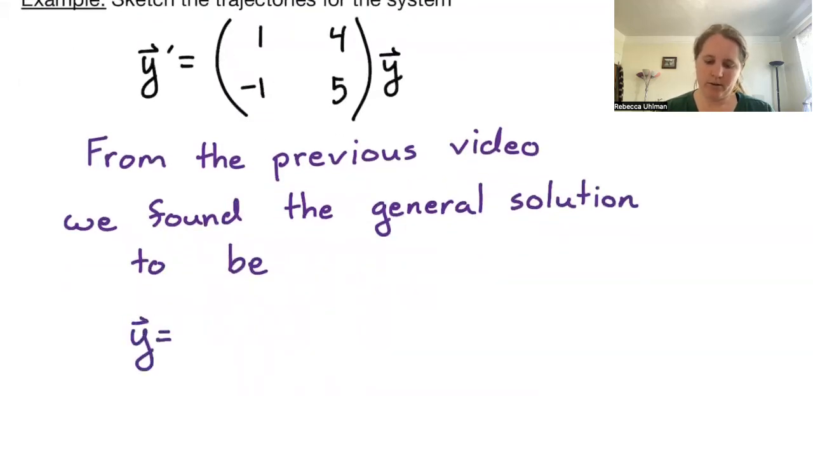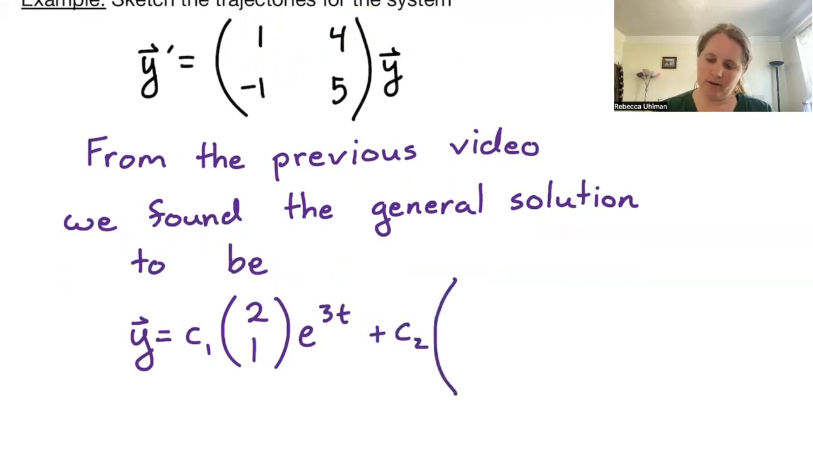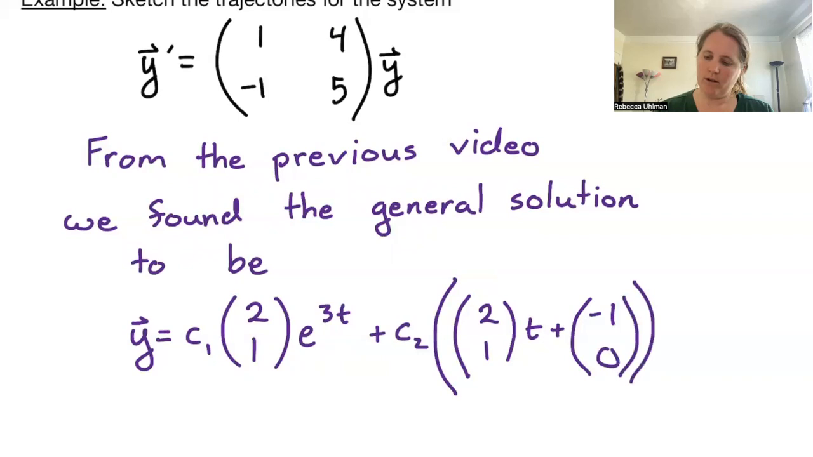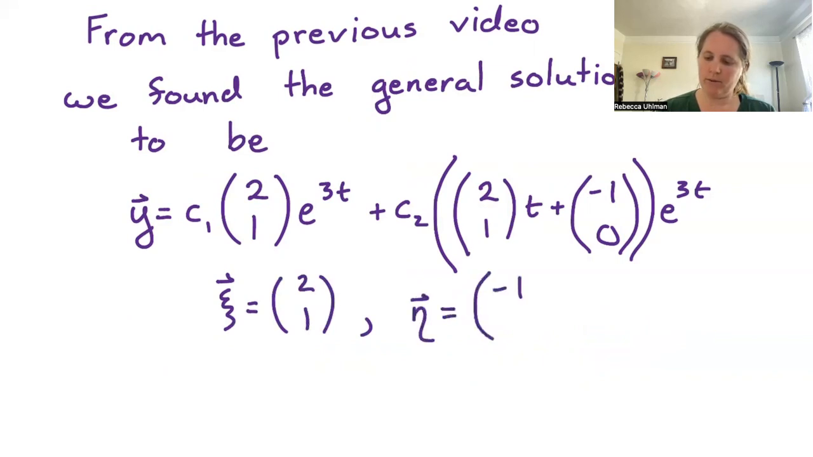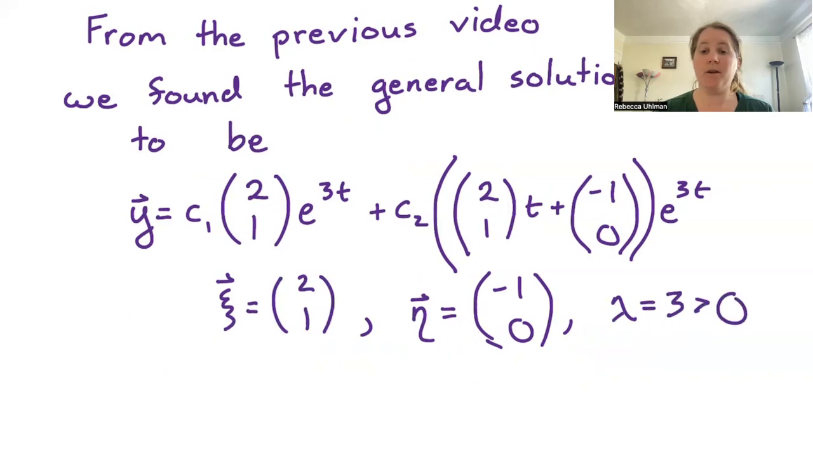y is equal to C1 times the vector (2, 1) times e to the 3t plus C2 times the quantity: the vector (2, 1) times t plus the vector (-1, 0), all multiplying e to the 3t. So again, we had psi equal to the vector (2, 1). We have eta equal to the vector (-1, 0). And we had lambda equal to 3, which is positive. I'm just going to verify quickly that I did record that correctly. That is what we had.